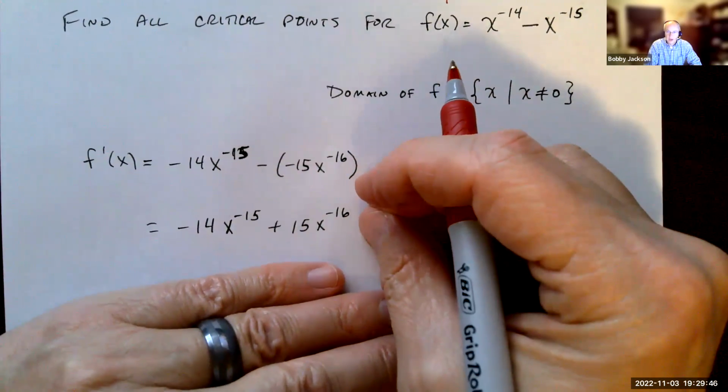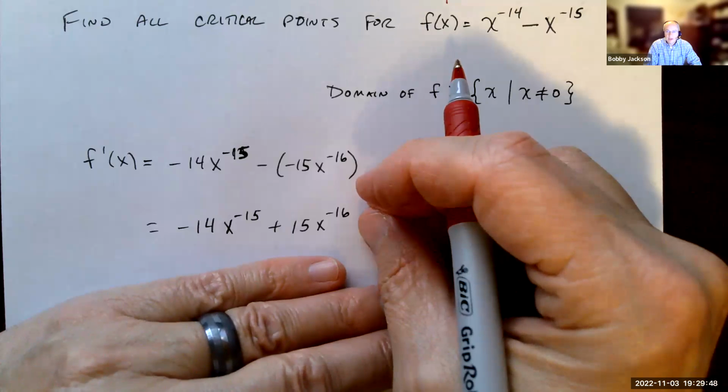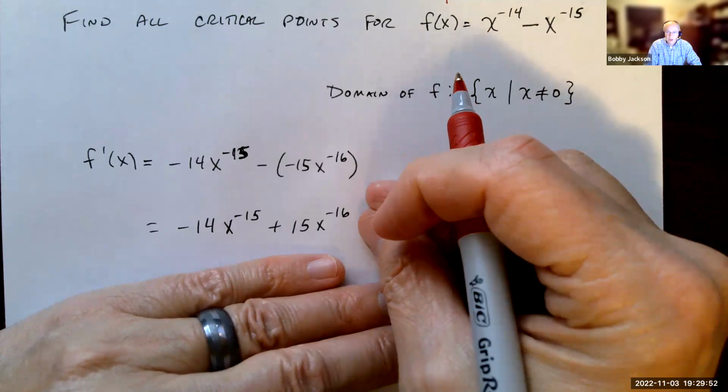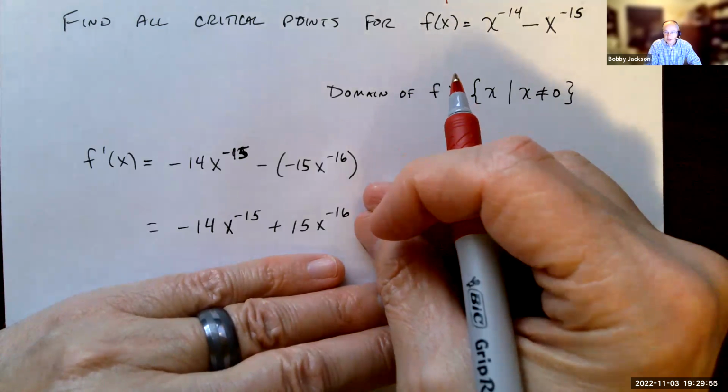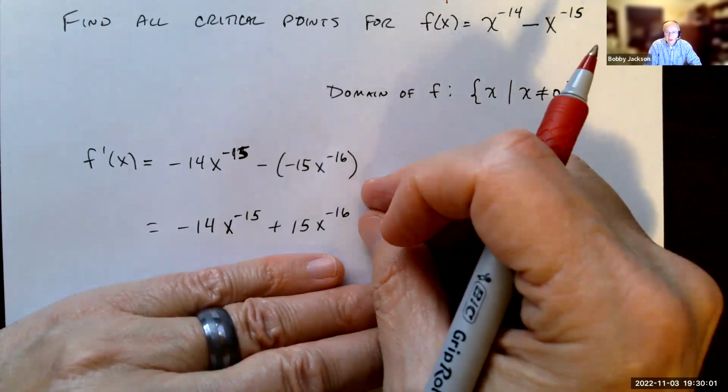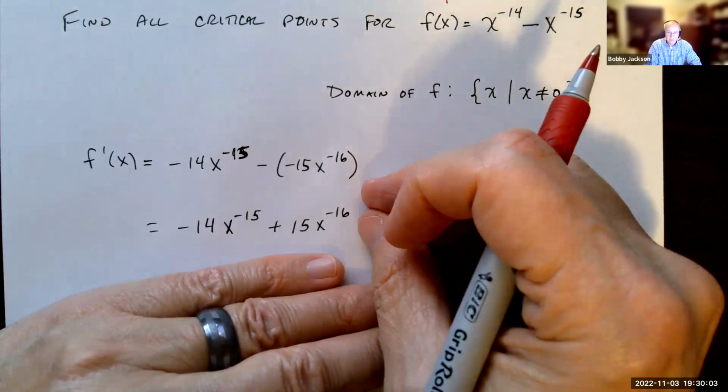I did this two ways. Basically we want to know now when this derivative is 0 or undefined. It's clearly undefined when x is 0 again, but that would not be a critical point since that's not in the domain. So we do want to know for what value of x will it be equal to 0.